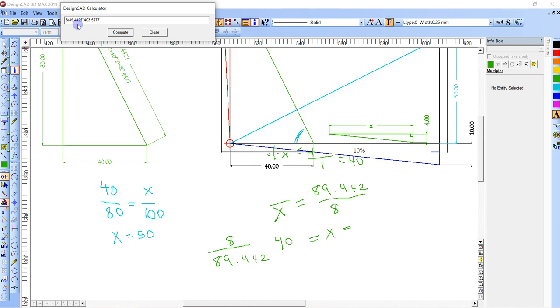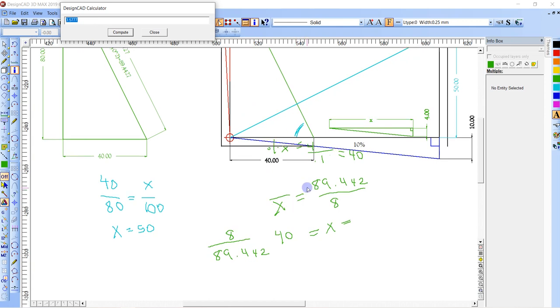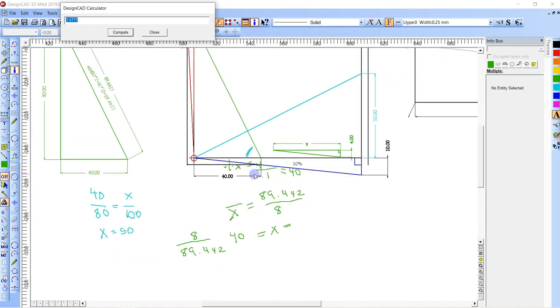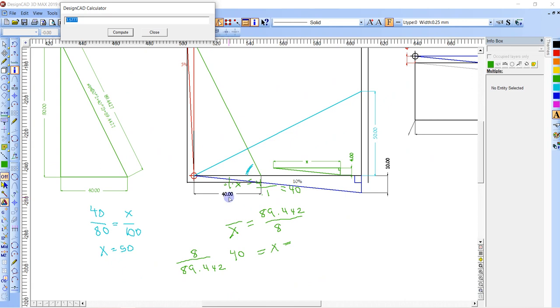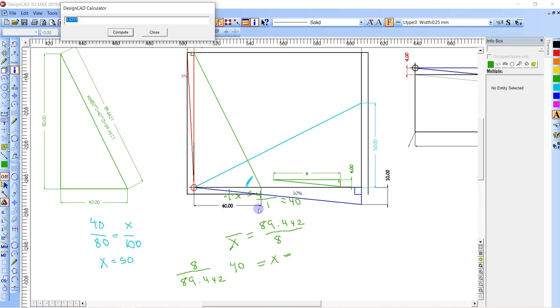That doesn't sound right, does it? 8 divided by 44 times 40. Sure looks like the calculation. It just didn't come up right. I did something wrong, right? So one of these is 8. Where'd the 8 come from? 80. That's where it came from.